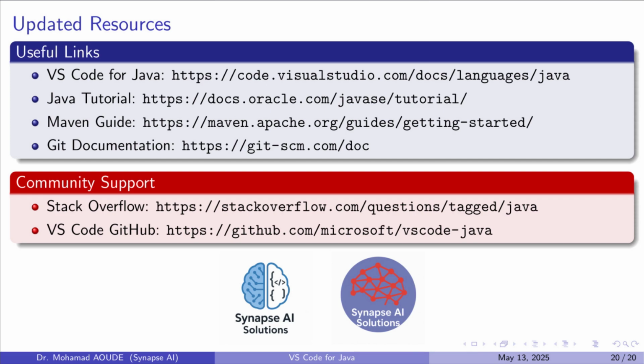Here are some essential resources to help you on your journey. The official VS Code documentation for Java provides detailed information about the editor's features. The official Oracle Java tutorial is a comprehensive guide to the Java language itself. If you choose to use Maven or Git, their official guides are invaluable. And for questions you encounter, Stack Overflow is a massive community resource where you can often find answers or ask your own questions. Don't hesitate to use these resources as you learn and practice.